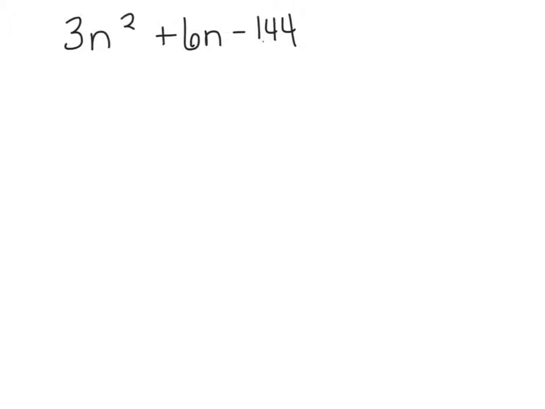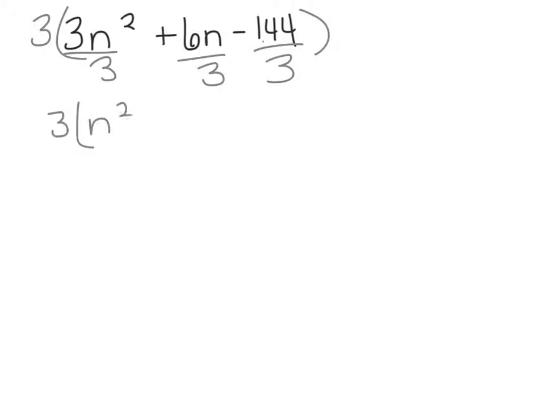And we want to look for common factors first, and in this case, we have a common factor of 3. So we will divide each term by 3. So that gives you n squared plus 2n minus 48. Now we're ready to do our x. Remember that 3, common factor that we took out, will remain in our answer.